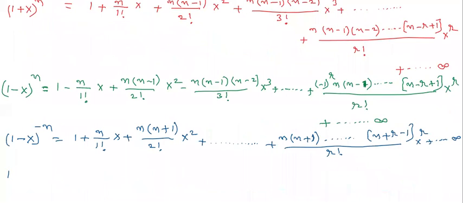Same like that, the 1 plus x whole power minus n expansion. What is the difference between both?